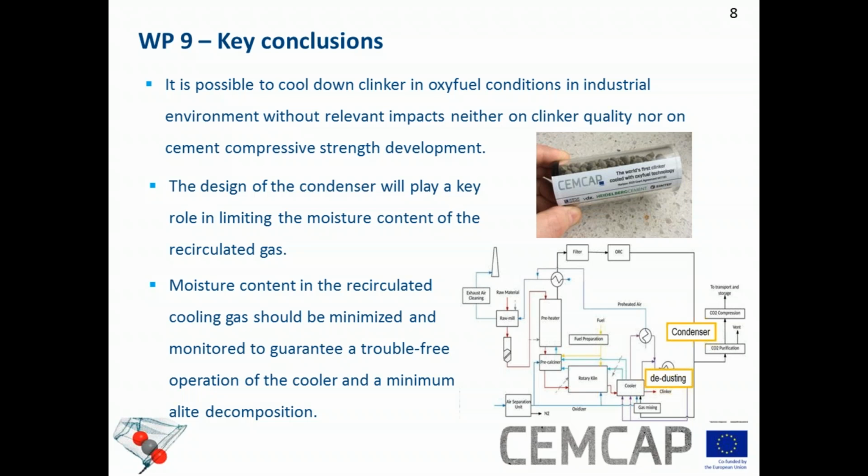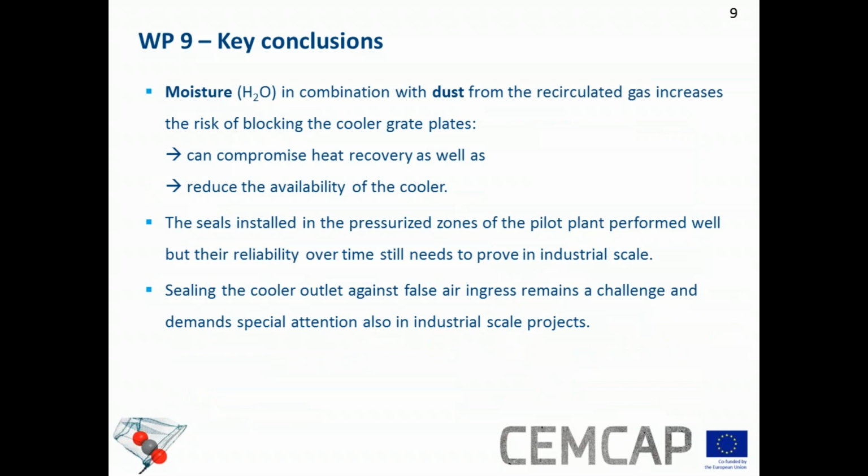Why is this so important? Because by minimizing or controlling the moisture content of the recirculation gas, we guarantee a trouble-free operation of the cooler as well as a minimum halite decomposition. Moisture in combination with dust from the recirculated gas increases the risk of blocking the cooler grate plates. We saw a few moments ago a picture showing exactly that. The blockage of the cooler grate plates can compromise heat recovery as well as reduce the availability of the cooler. Both factors will impact the specific energy consumption of the plant.